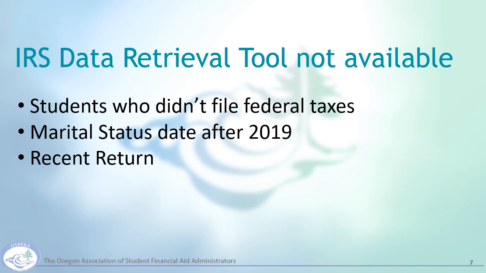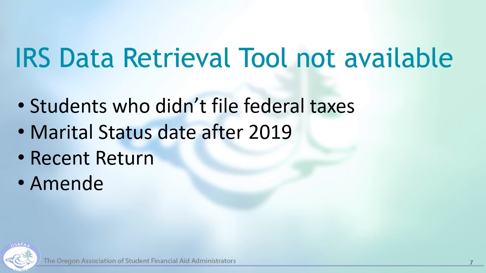For example, if a student did not file federal taxes in 2019, the student's marital status doesn't match his or her filing status, or the return was just recently submitted, say within the past 6 weeks, the IRS DRT would be unavailable or unsuccessful in transferring data back to the FAFSA form.